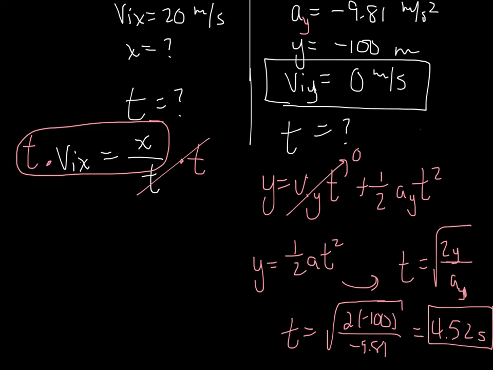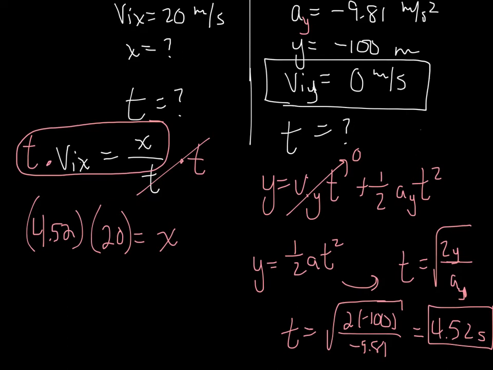If the object were dropped like this, it would take 4.52 seconds. If it were launched horizontally, it would take 4.52 seconds. Either way, it's going to take 4.52 seconds. Now, I take that time, I use it in the x direction over here. 4.52 times the velocity in the x direction will give me the range of this projectile.